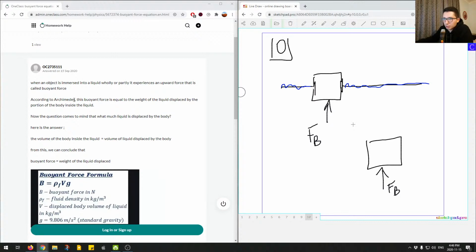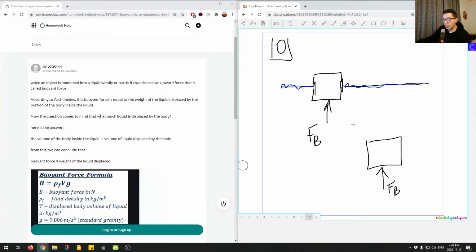So according to Archimedes, this buoyant force is equal to the weight of the liquid displaced by the portion of the body inside the liquid. So this is key to know. The buoyant force is equal to the weight of the liquid displaced. So we're only thinking about the liquid displaced by the object, by the portion of the body. If it was half the object, we're only looking at half the volume on the bottom, or if it was the full object, we're looking at the full volume of the object.